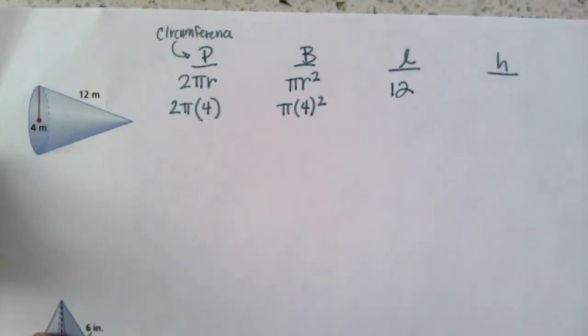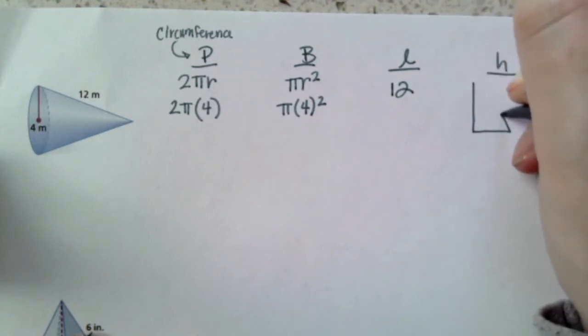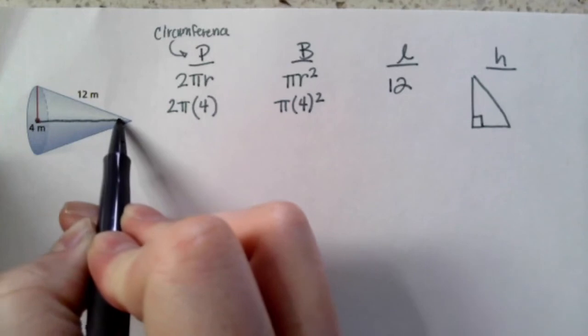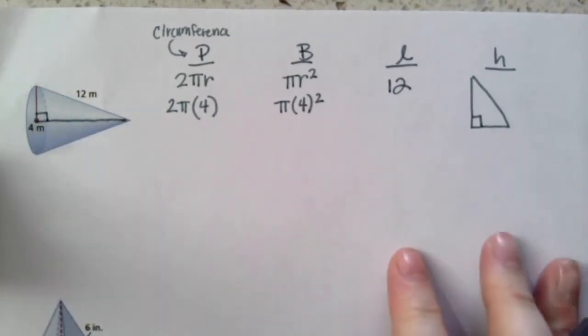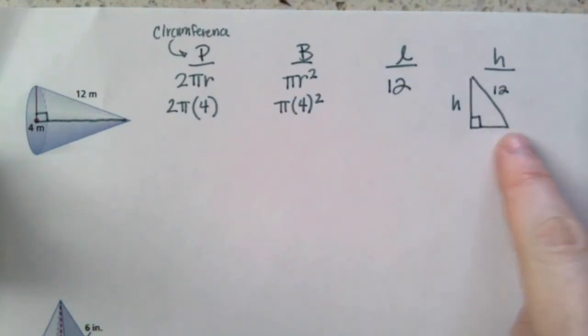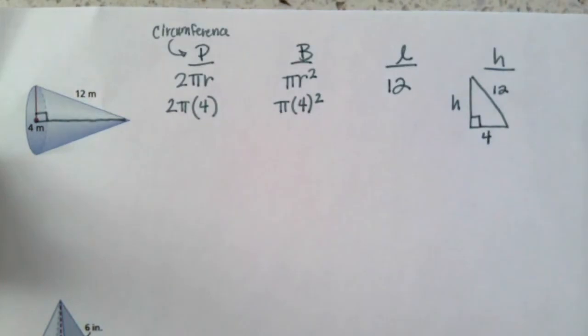And then to find the actual height, remember, bring out the triangle. So we're going to have a right triangle coming from here. My height is what I don't know. My slant height is 12. And then the radius is halfway across, so that is 4.